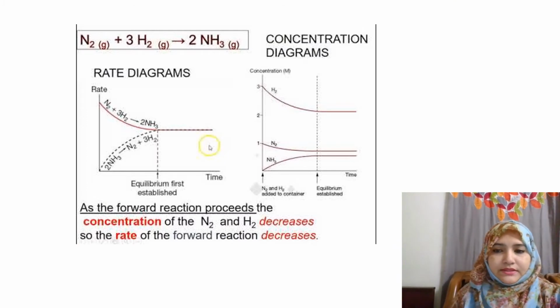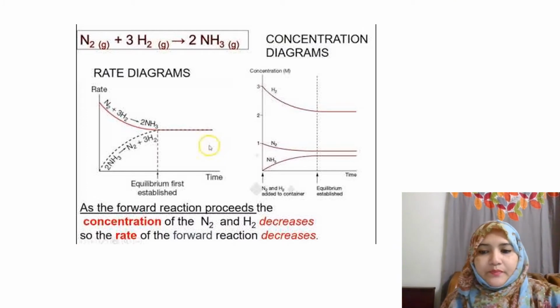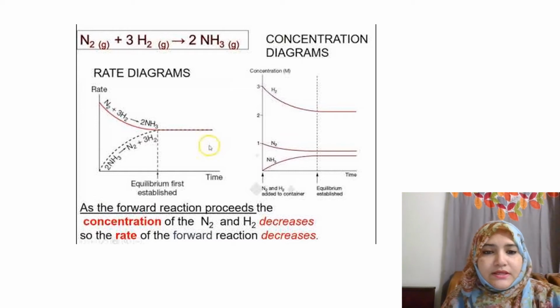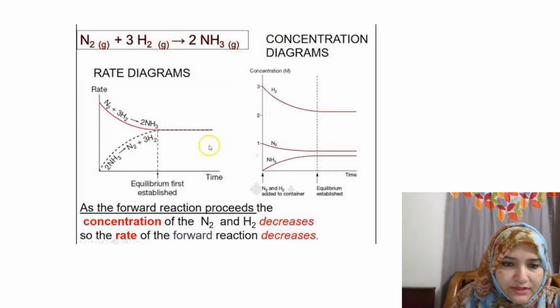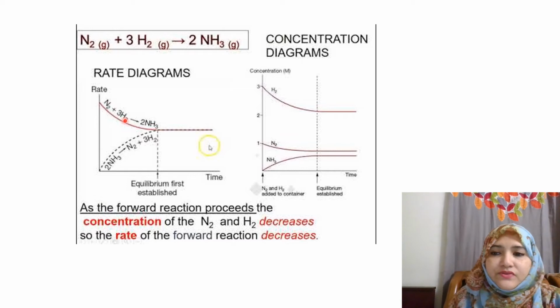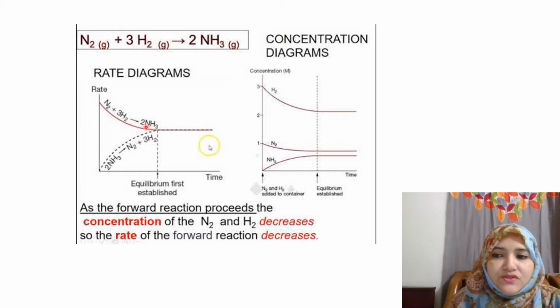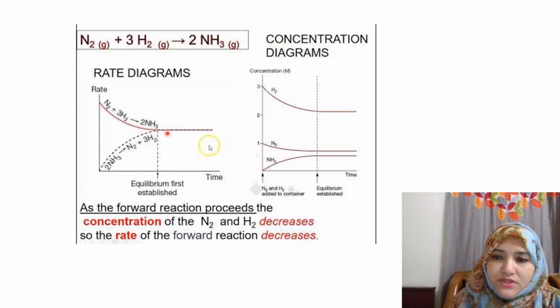Next, this is another example. Nitrogen and hydrogen react to form ammonia. This is the Haber process reaction. Look at this, this is the forward reaction. As nitrogen and hydrogen react to form ammonia, the concentration of those gases drops, making them less likely to collide.